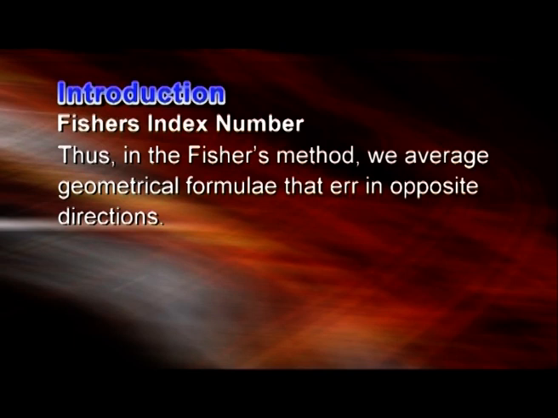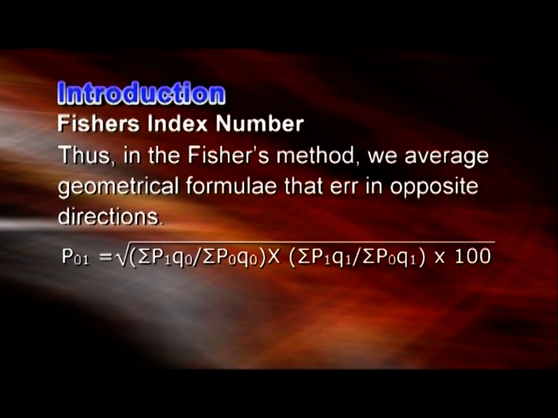The Fisher's ideal index is given by the formula: price index is equal to the square root of the summation of the product of price of the current year and the quantity of the base year, divided by the summation of price and quantity of the base year, multiplied by the summation of the product of the price and quantity of the current year, divided by the summation of price of the base year and current year quantity, multiplied by 100. Or it can be the geometric mean of the product of Laspeyres index L and Paasche's index P.